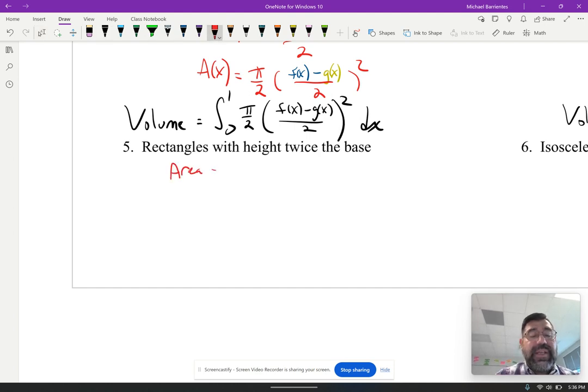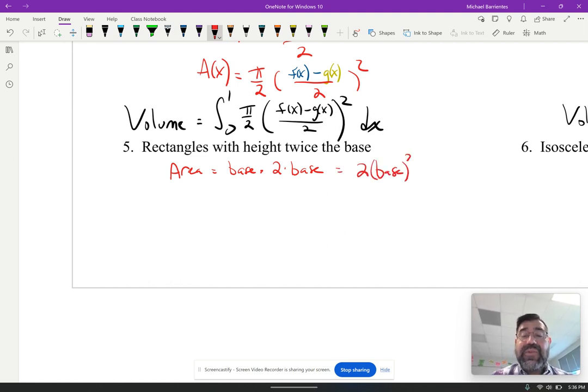Area is normally base times height. The area of a rectangle is base times height, but the height is twice the base. So I can erase the height and say base times 2 times base. Or I can say 2 times base squared. That'll give me the area of that rectangle. So multiply base times 2 times base, because the height is twice the base. But we can multiply base times base and get base squared.